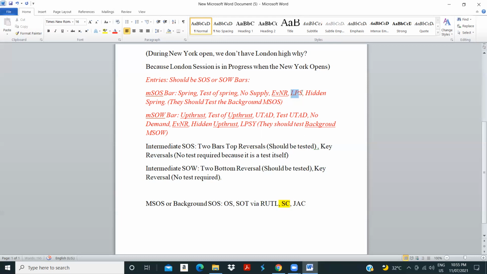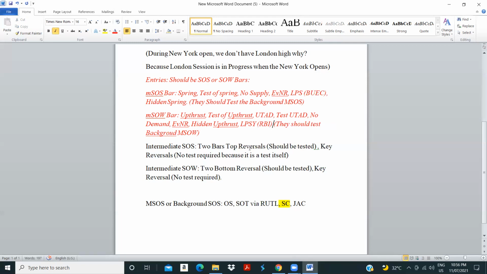We call it LPS. You can call it LPS or back up to the creek, whatever you call, or LPSY. Do you understand? LPS is last point of support. It breaks down last point of support. So LPS is BUEC, and LPSY is RBI, rally back to the ice.